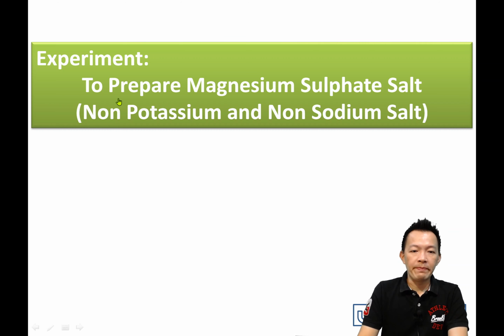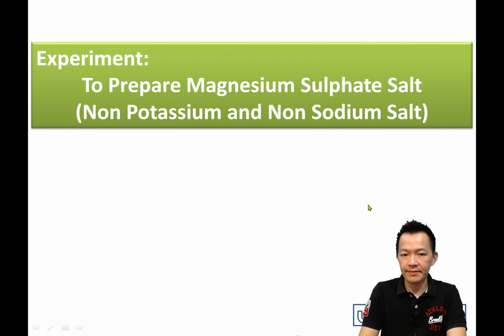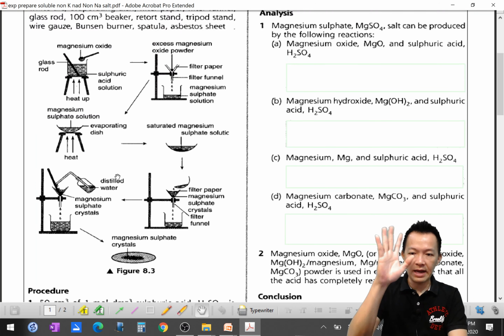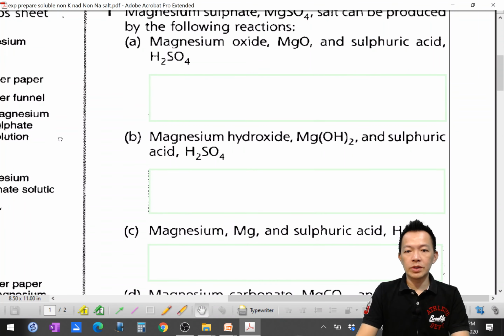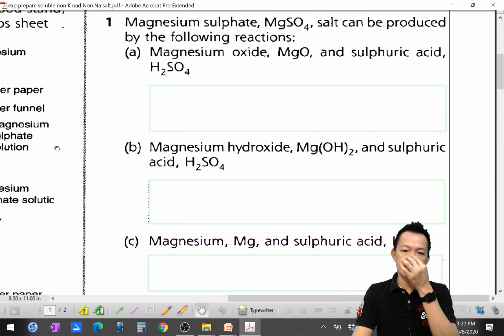Okay, to prepare the magnesium sulphate salts. Magnesium sulphate is a non-potassium, non-sodium salt, so it is not neutralization. So how to prepare the magnesium sulphate salts? We can have 4 methods. But from the 4 methods, we're going to use one of them in our discussions.